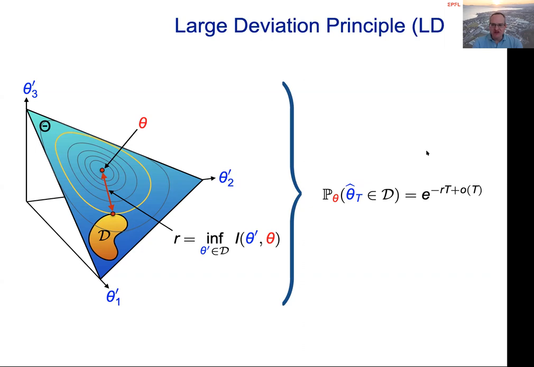So if D does not contain the true theta, so if the red dot is outside of the yellow set, then the probability of D will converge to zero as the sample size T grows. And this is a simple consequence of the law of large numbers, which guarantees that the empirical distribution converges almost surely to the true theta. If the empirical demand distribution satisfies the large deviation principle, however, then we have additional information. We know that the probability of the yellow set converges to zero, but we actually know that it will decay at an exponential rate r, and the rate r is exactly equal to the distance between theta, the red dot, and D, the yellow set, with respect to the rate function I of the large deviation principle. Okay, so that's the intuition.